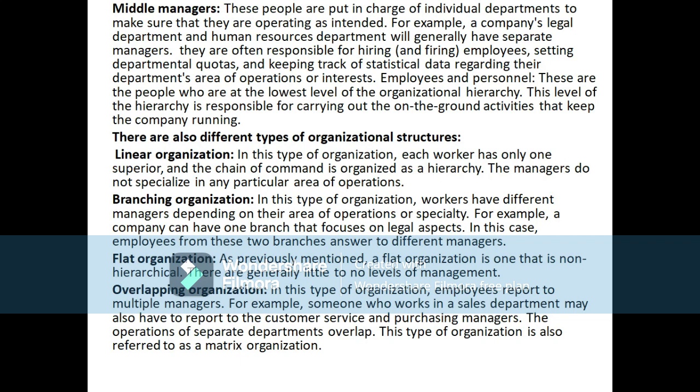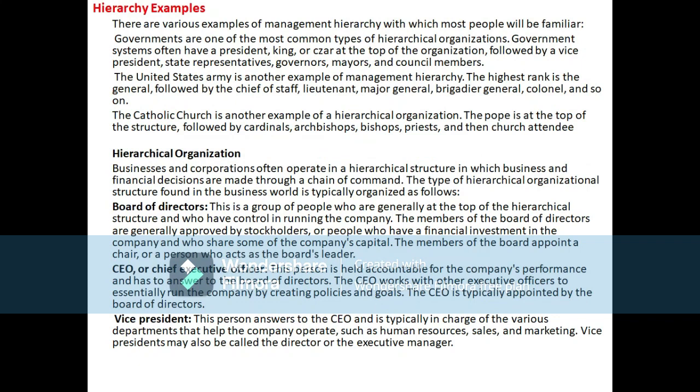Employees and personnel are the people at the lowest level of the organizational hierarchy. After middle level managers, we see the employees and personnel, or employee supervisors. This is the last level of management we can consider. At this level they are responsible for carrying out the on-ground activities that keep the company running. So these are all the organizational framework, or the structure of the levels of management.